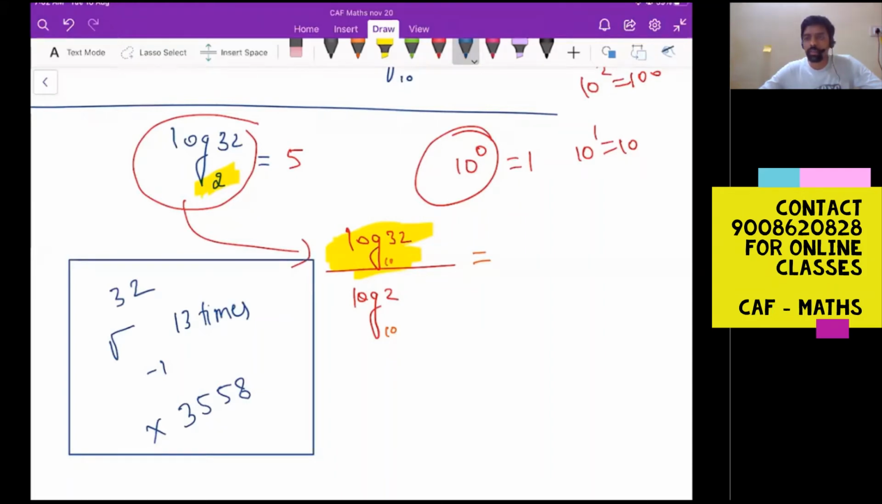Quickly chat in to me. Okay, that's 1.5055. Like that. Try to find out the value of log 2. Again, how to find out the value of log 2? Type 2, root button 13 times, minus 1 into 3558. Do this calculation, guys.